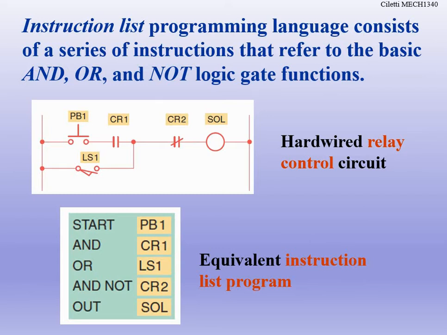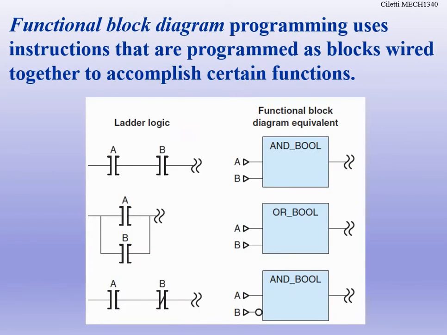So you would write the list out: push button 1, that's the start. Then you AND that with control relay 1. Those are ANDed. And then we OR that with limit switch 1. And then the next step would be what? AND NOT control relay 2. And then the output would be the solenoid. So there's a different way of writing the same program using listing.